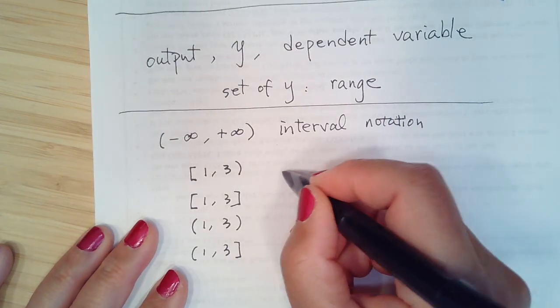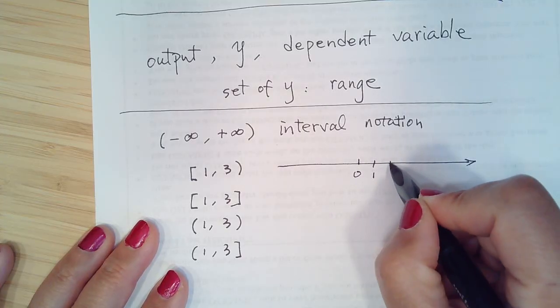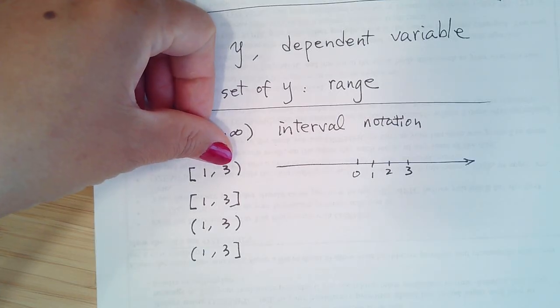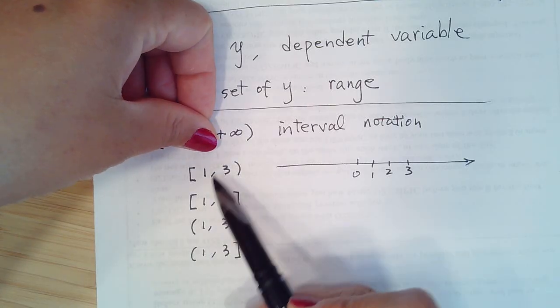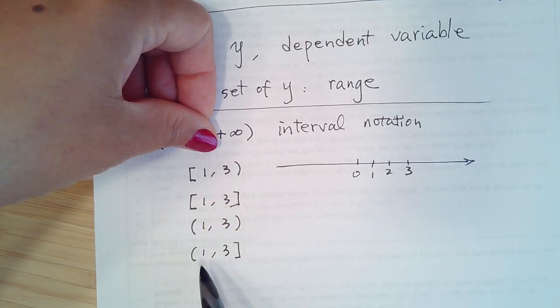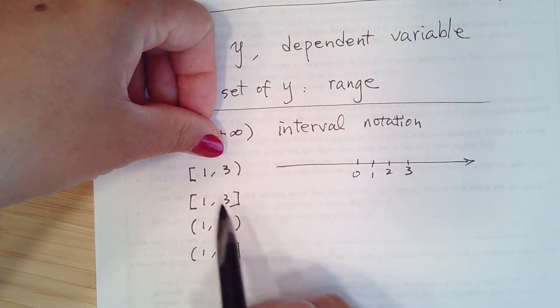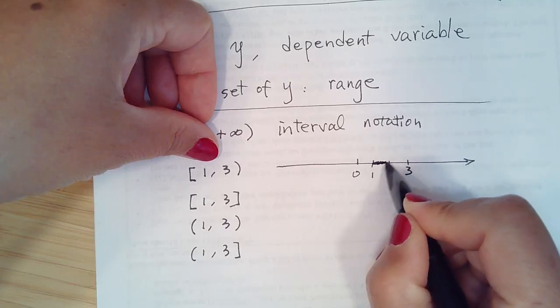For this number line, here's a 0, here's a 1, here's 2, here's a 3. This means from 1 to 3. This is an interval notation, not in two-dimensional space, not the xy coordinate. An xy coordinate is always parentheses, and it will tell you that's a coordinate. But this one is interval notation, so that's on the number line from 1 to 3.